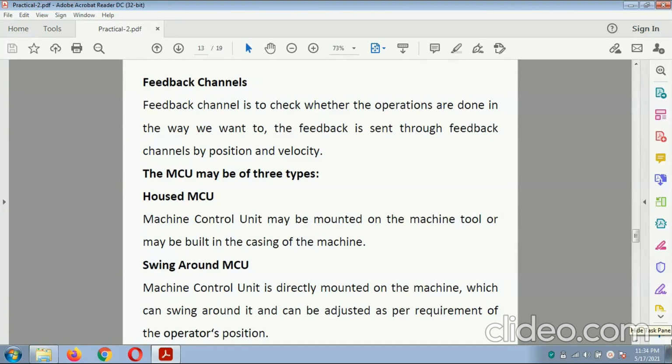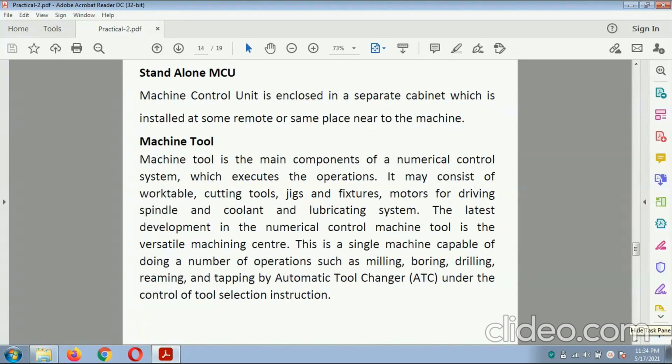The MCU, that is the machine control unit, may be of three types. That is, the house MCU. The machine control unit may be mounted on the machine tool or may be built into the casing of the machine. Swivel MCU. The machine control unit is directly mounted on the machine, can swing around it and can be adjusted as per the requirement of the operator's position. Stand-alone MCU. The machine control unit is enclosed in a separate cabinet which is installed at some remote place or near the machine.